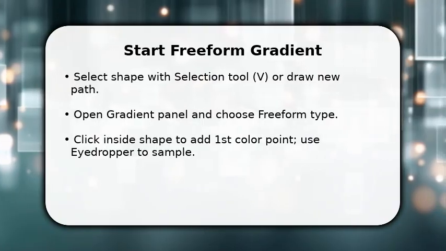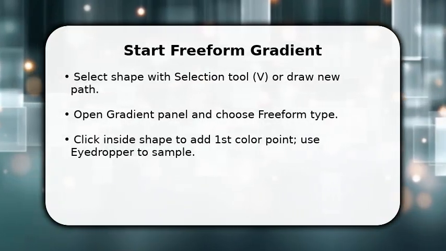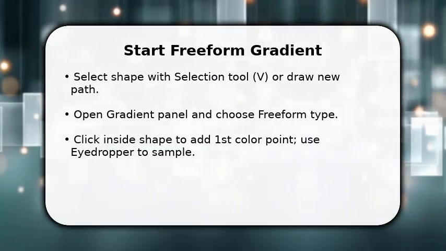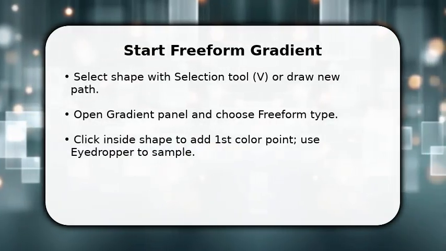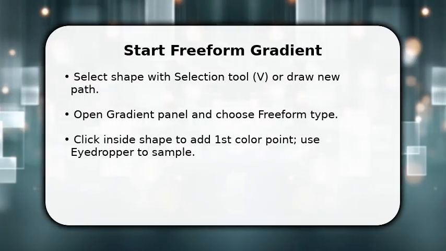Click inside the shape to place your first color node and use the eyedropper or color panel to pick a hue. Once placed, add a few more points where light and shadow should fall so you can control transitions precisely.